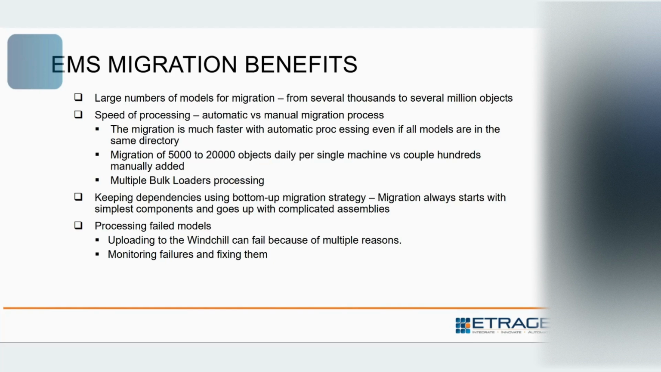Some numbers: usually the migration goes from 5,000 to 20,000 objects daily per single machine. But this, of course, depends on the quality of the models, and also on whether the migration covers just plain parts or family tables or family table assemblies and so on. So the prediction is very rough for migration.